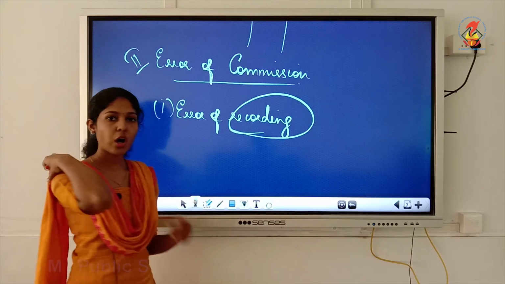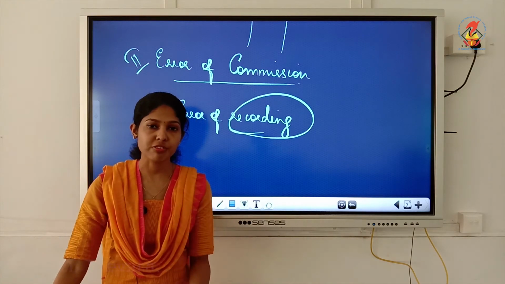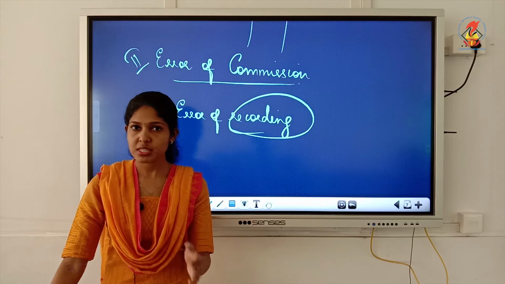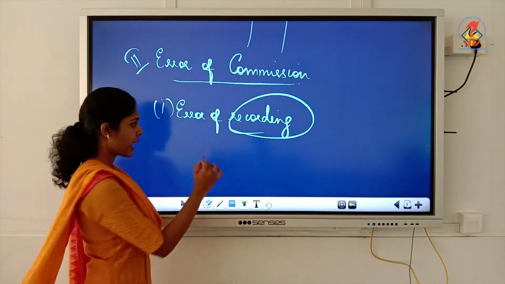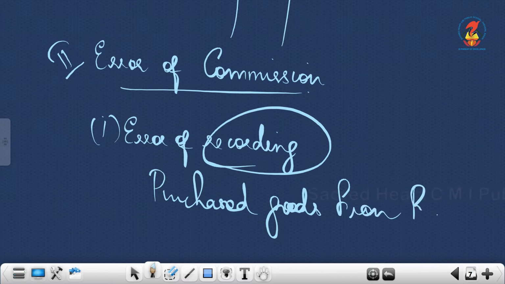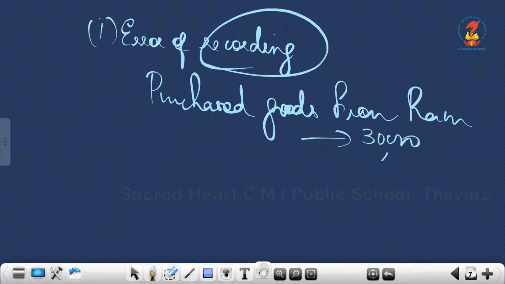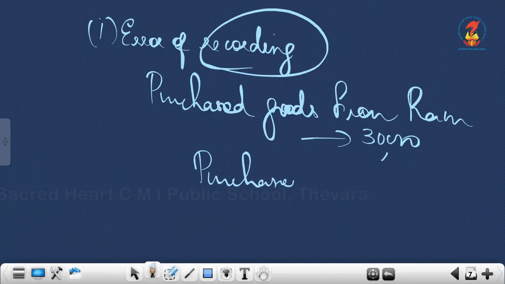Recording meaning is entering the transactions. Where are we entering it first? In journal. So, some mistakes happening in journal, that is the meaning of error of recording. The example what we can say is, take the same example, the previous example, that is purchased goods from Ram. Though it is not mentioned on credit, it is understood it's on credit because the name is there. So purchased goods from Ram 30,000, the same example. And the journal entry we know is purchases debtor to Ram's account.